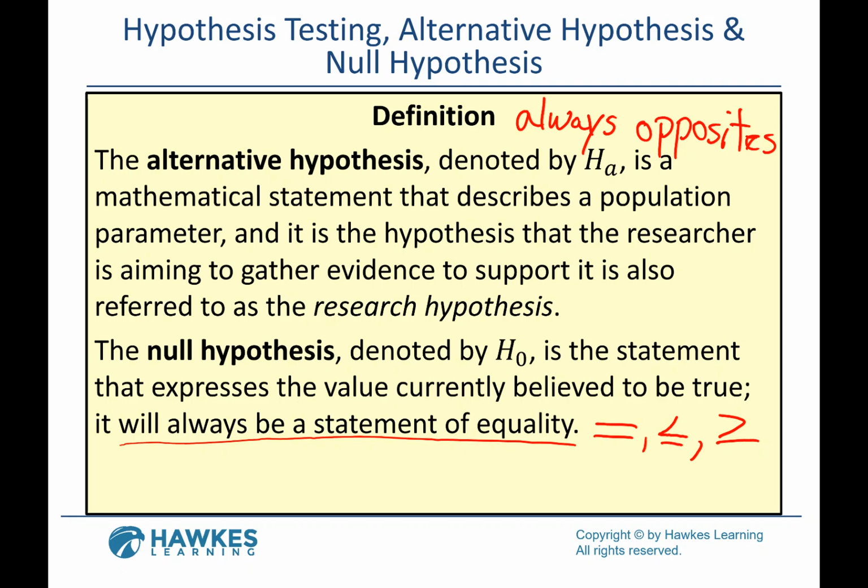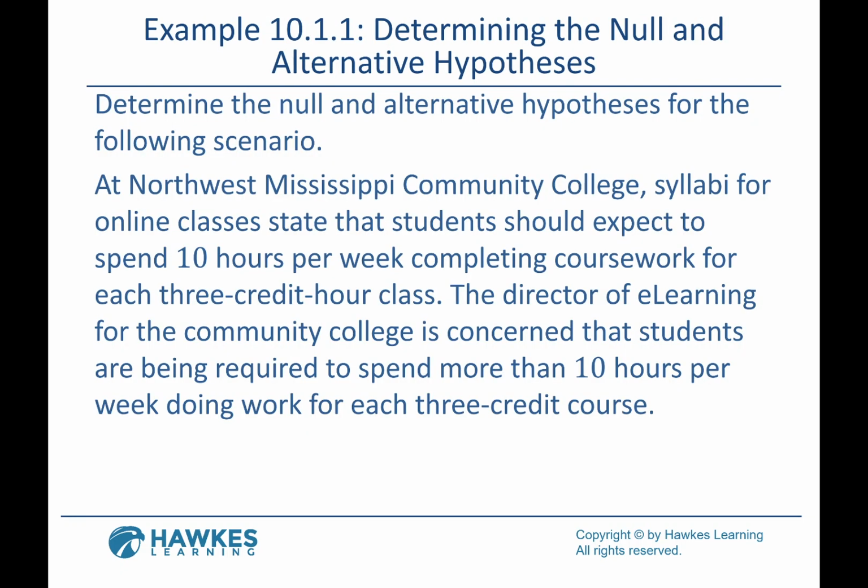All right, so let's look at an example here. We've got a scenario set up where we would want to do a hypothesis test potentially, and we want to figure out what the null and the alternative hypotheses would be in this situation.